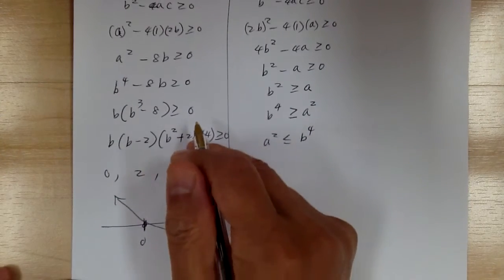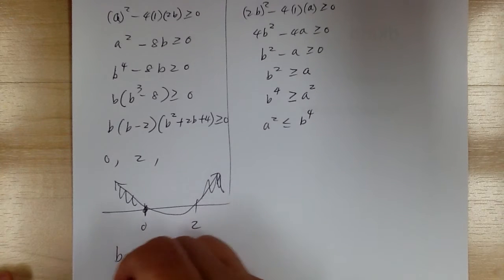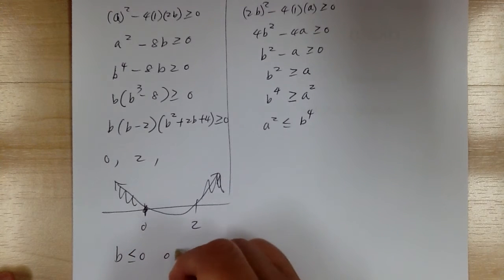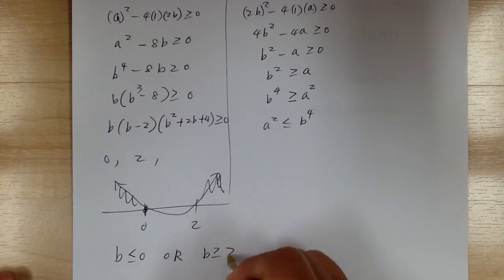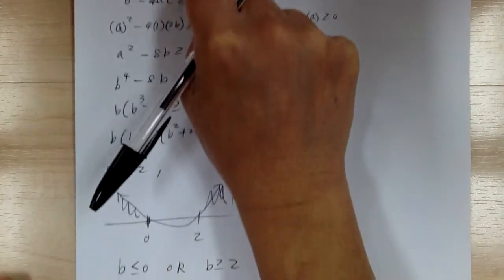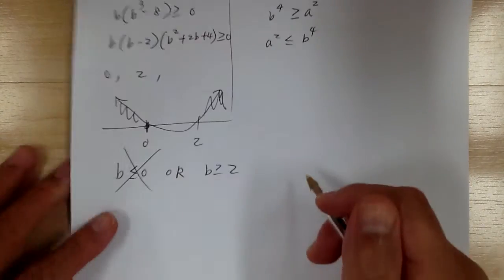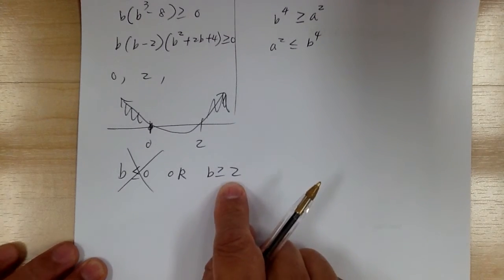Okay, so you want it greater than or equal to 0, so you have this part over here and this part over here. So you're going to get b is less than or equal to 0, or b is greater than or equal to 2. But remember this has to be positive, right? A and b are positive, so this is no good. So we know that b has to be greater than or equal to 2.